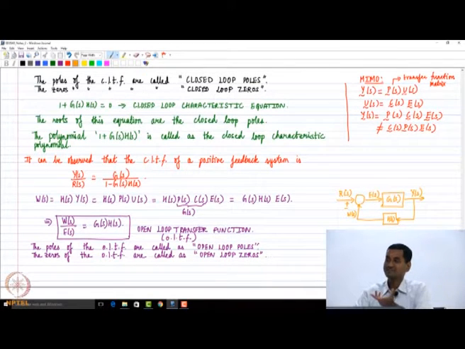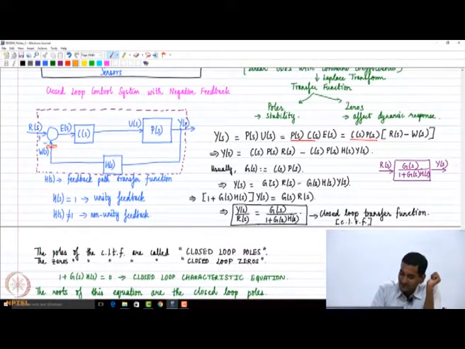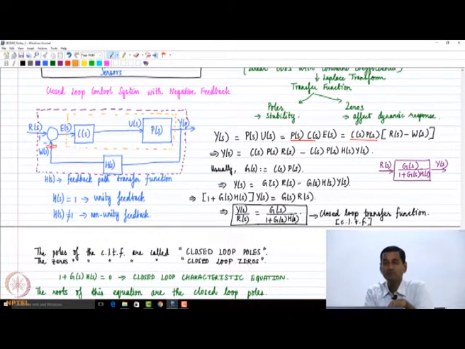I hope it's clear why it's done. Because G of s is nothing but the product of C of s and P of s, let me draw this with this golden color. We just combine these two blocks. Once I combine them, the input to this block is E of s and the output of the block is Y of s. Y of s is going to be G of s times E of s, so we already have that.